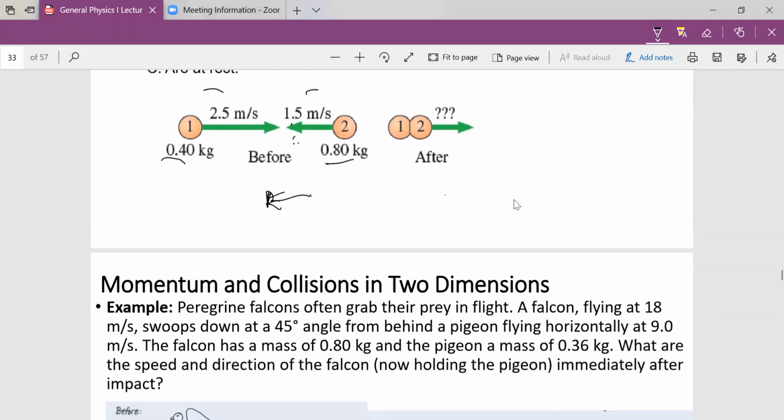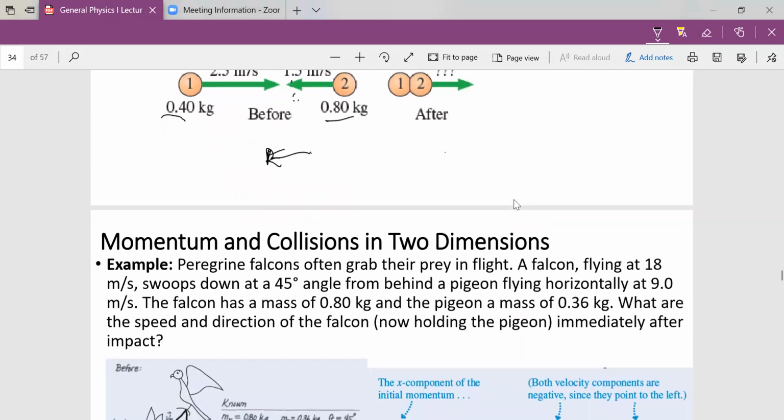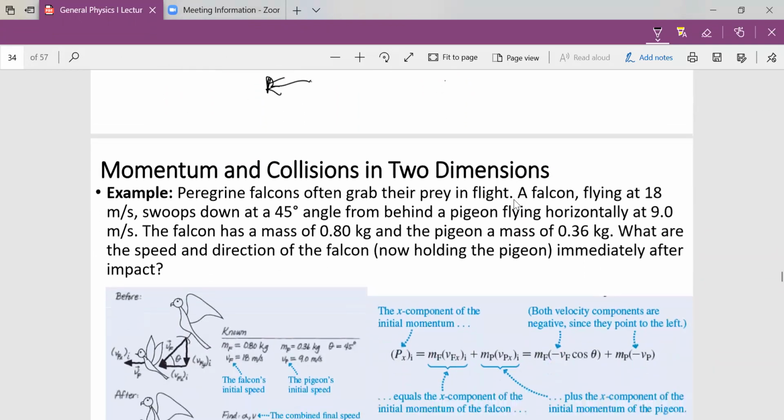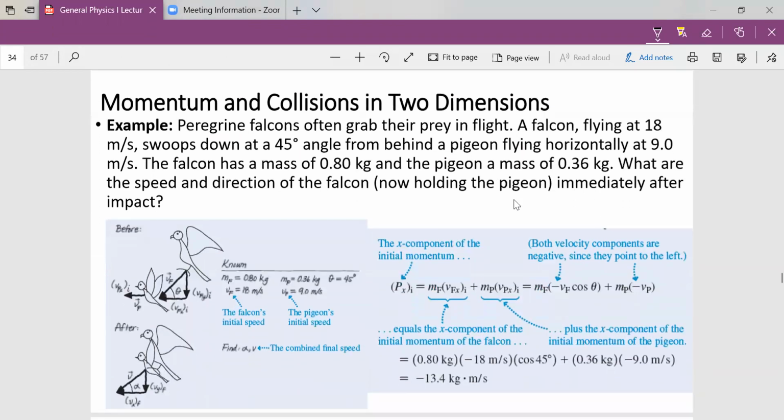Okay, so let's move forward to the next thing we have to discuss today, which is momentum and collision in 2 dimensions.